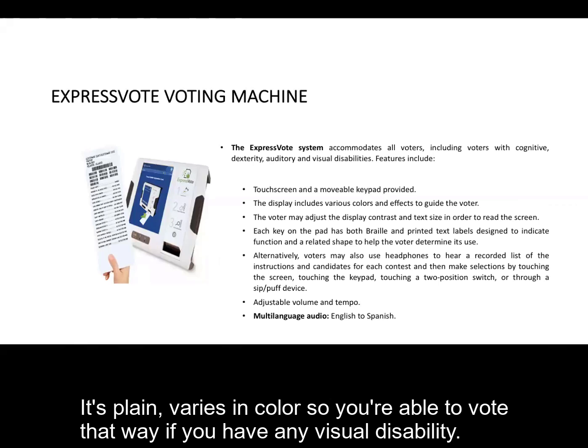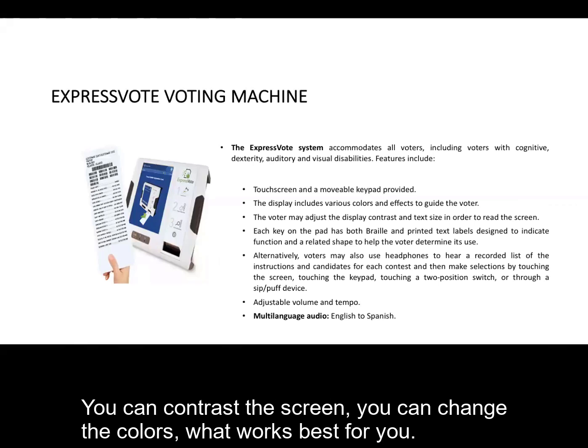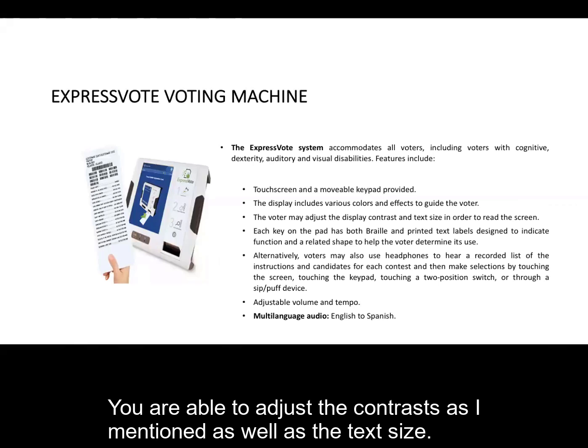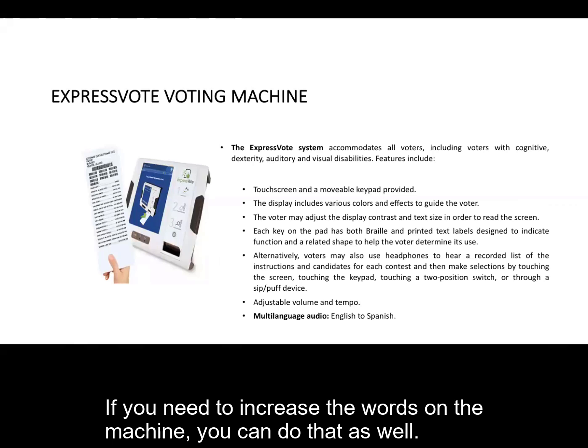If you have any type of visual disability, you can contrast the screen. You can change the colors as far as what works best for you. You're able to touch the screen if you have any type of dexterity related disability. You are able to adjust the contrast, as I mentioned, as well as the text size. So if you need to increase the words on the machine, you can do that as well.